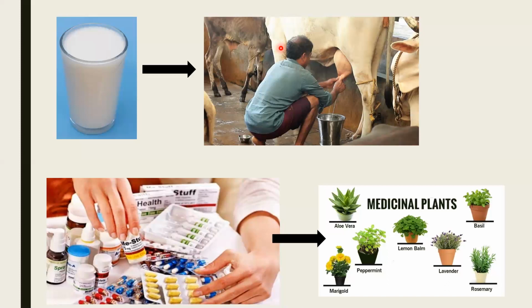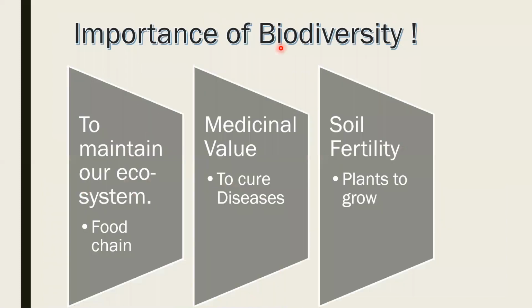Imagine if some insects are not there, like earthworms, as I said, that is very important to keep the soil fertile. If honeybees are not there, if flowers are not there, imagine that. How will it be? Again, everything is difficult, right? So that is why we are learning the importance of biodiversity. The first, I feel, is to maintain our ecosystem. That is, ecosystem means our environment.